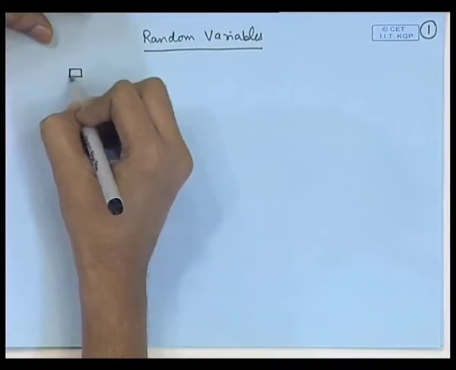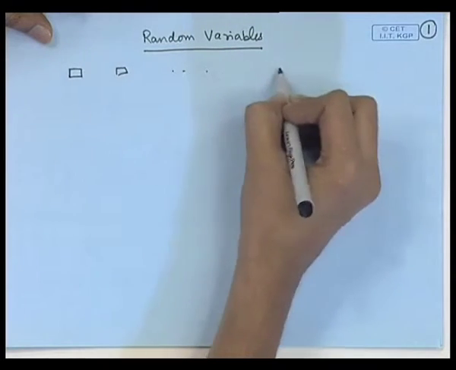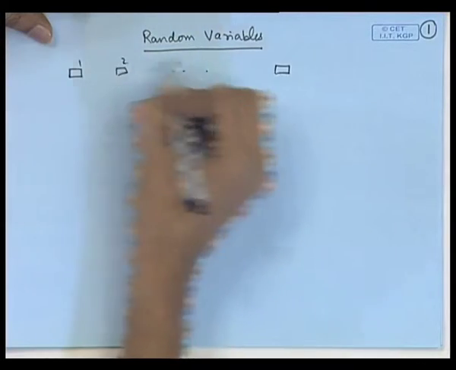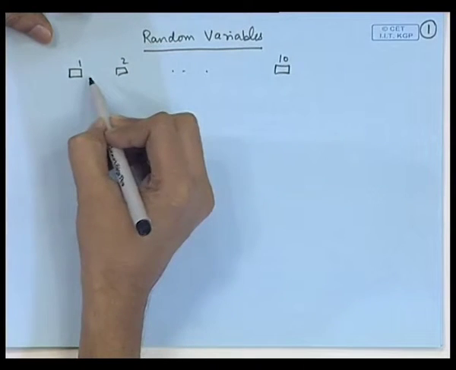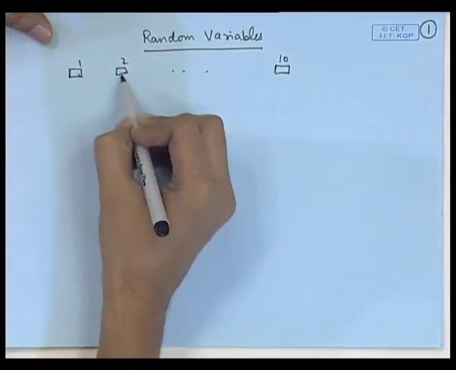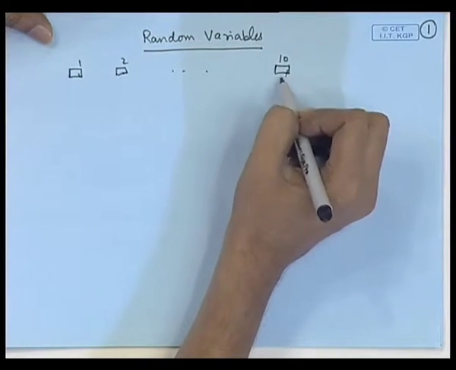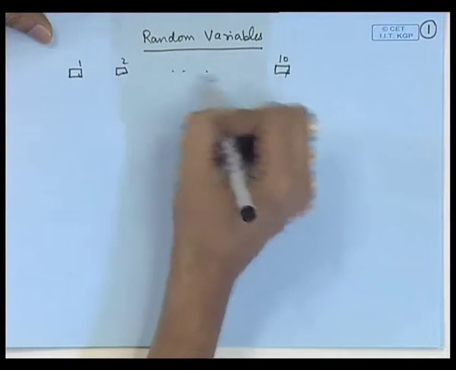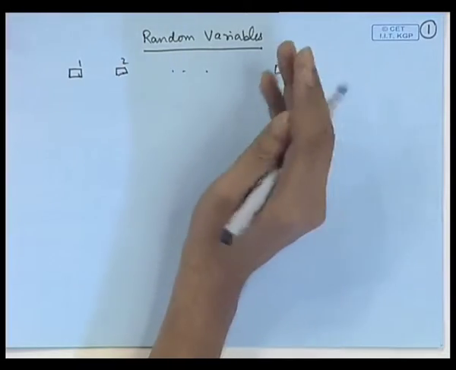Suppose we say instrument 1, instrument 2, and so on up to the 10th instrument. We are not very particular whether instrument number 1 has failed or 2 has failed or 10 has failed. That means which 3 of them have failed may not be of interest. Rather, we are interested in the total number of instruments which have failed and the total number which are working.